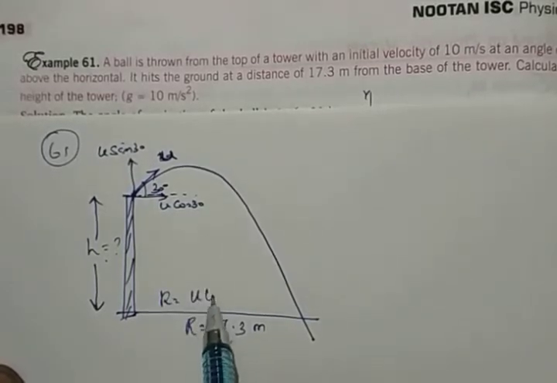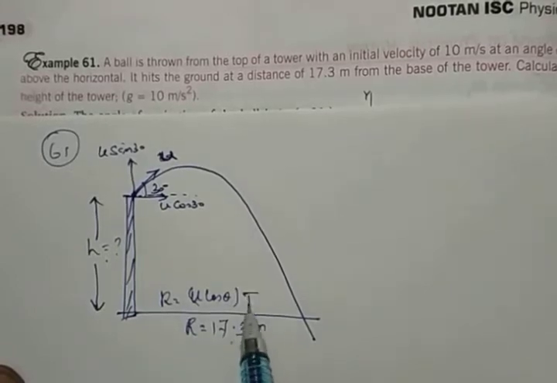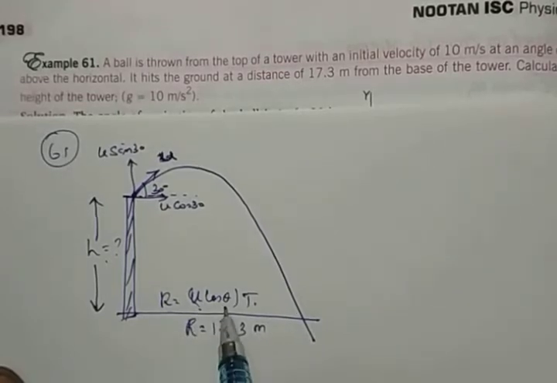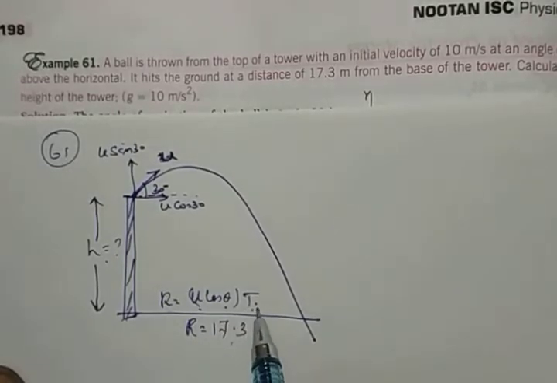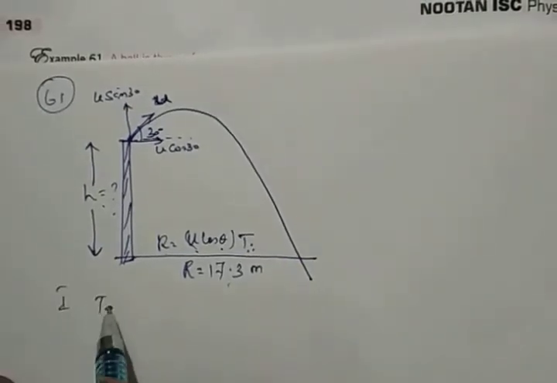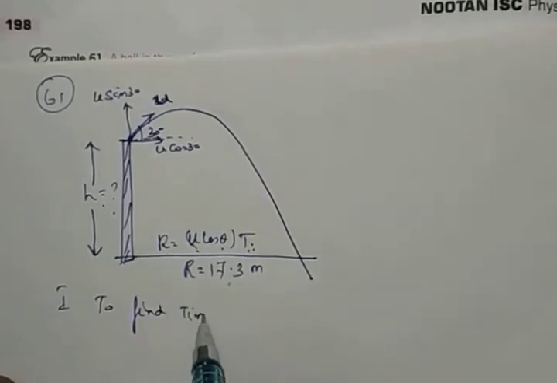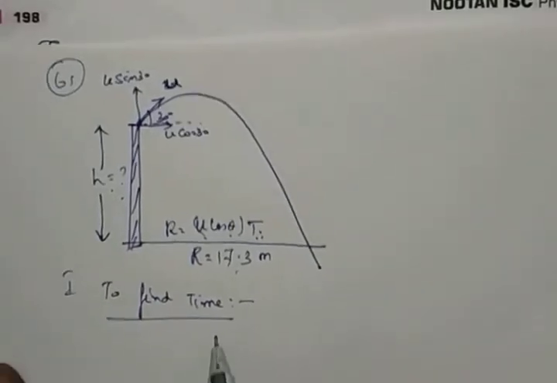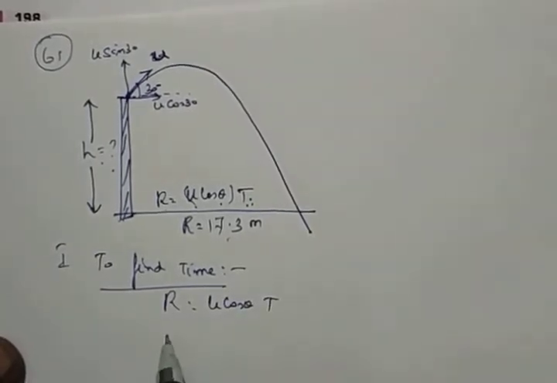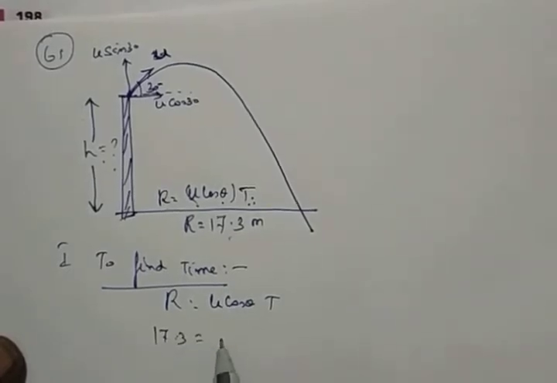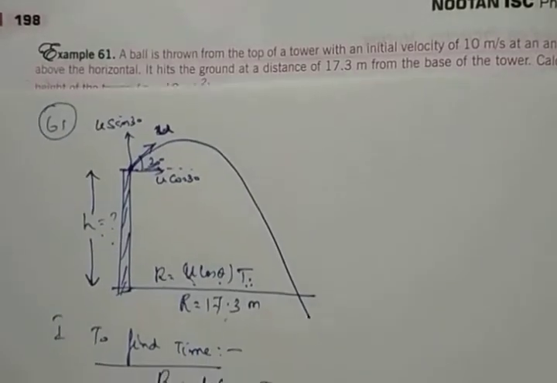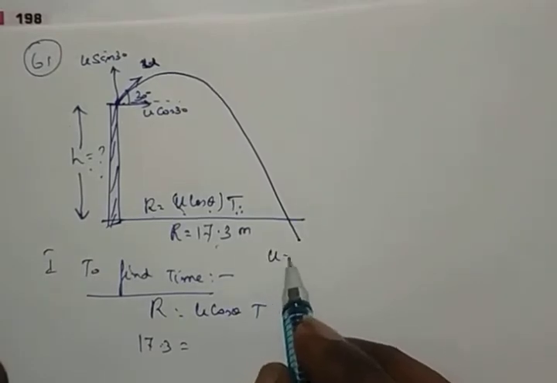Range is going to be equal to u cos theta into time period. You can get time out of the range because you know cos theta. When you know time, then you can find the height also. So to find time, first of all, how to find the time? Range is going to be equal to u cos theta into capital T. So 17.3 is equal to u. What is the u value? It is given here in the book, 10 meter per second. So u is equal to 10 meter per second.